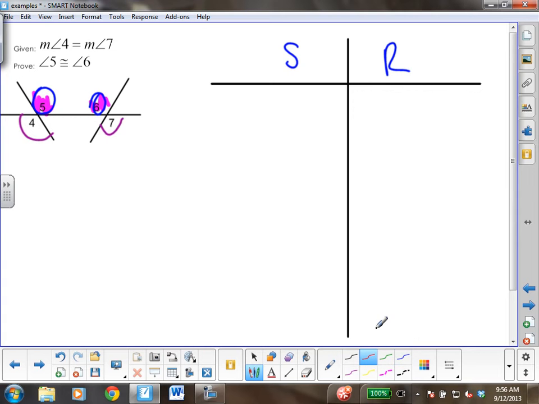So let's put that into a proof. First, we need to state our given. The measure of angle 4 equals the measure of angle 7. And that's given.